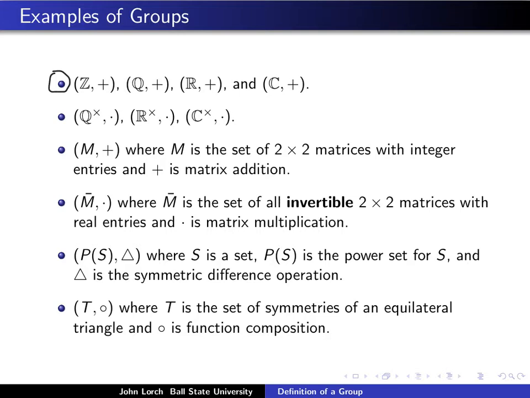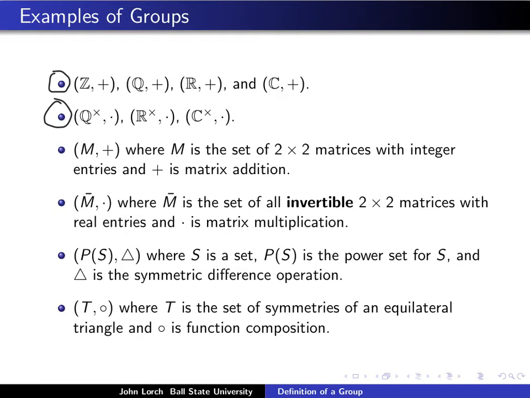Similarly, there are multiplicative groups. So the non-zero rational numbers under ordinary multiplication form a group, as do the non-zero real numbers and the non-zero complex numbers. You might notice that the non-zero integers under multiplication is not listed here, and you might be thinking or asking yourself why it's not listed there. If you're asking yourself that, then that's a good question. Okay, on to the next example here.